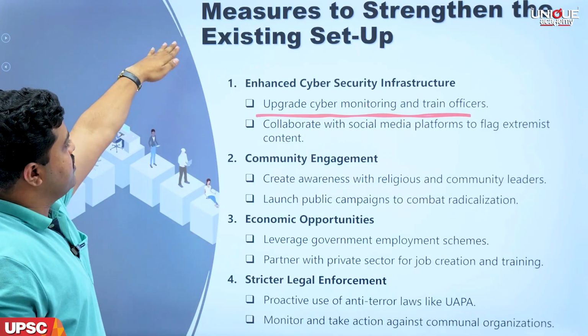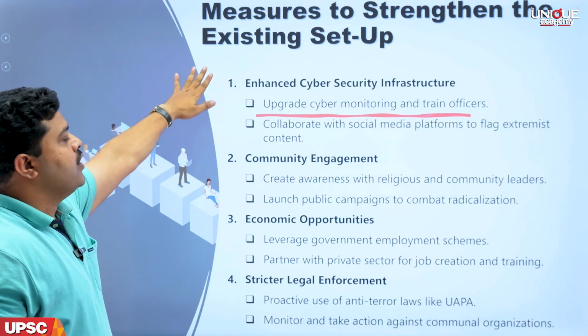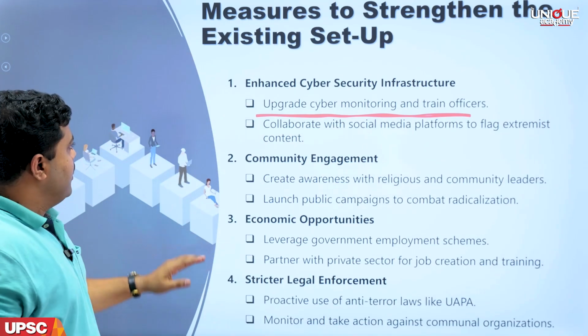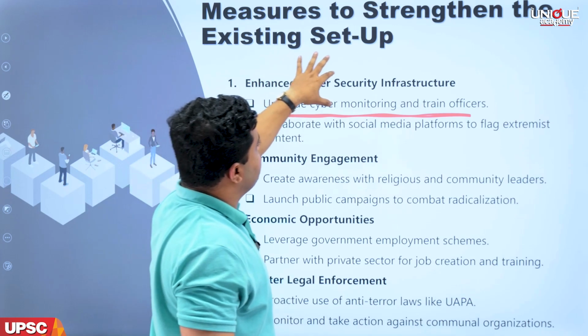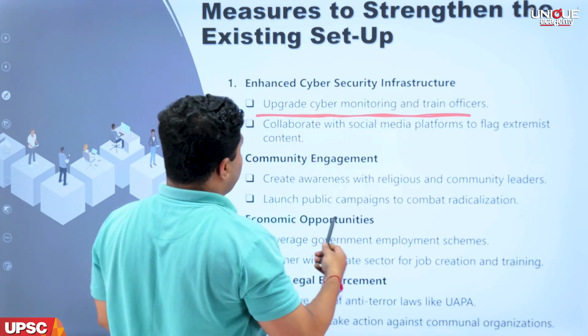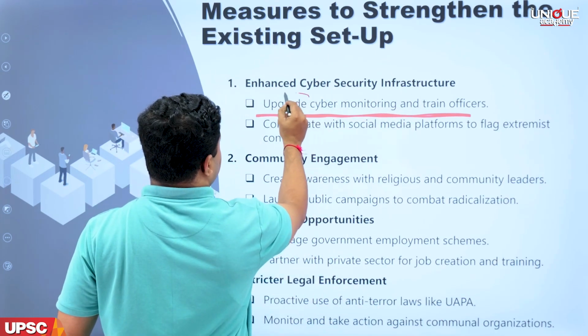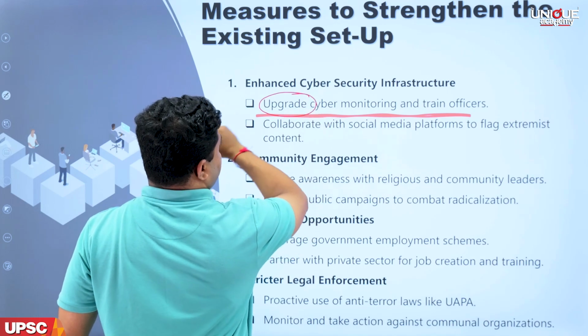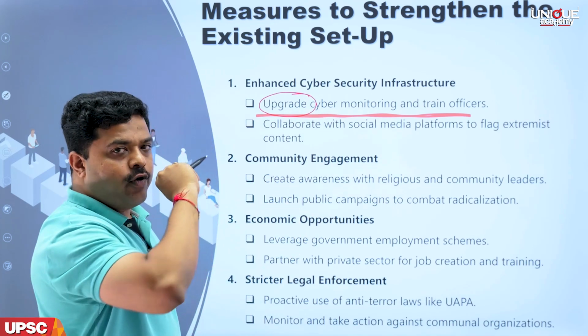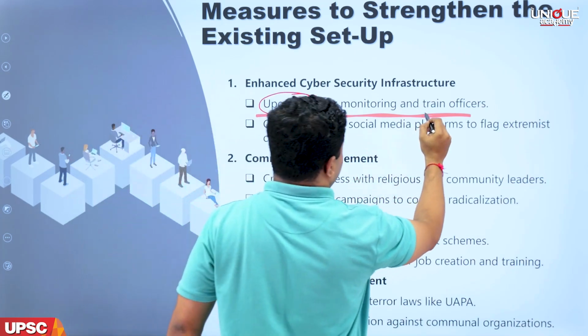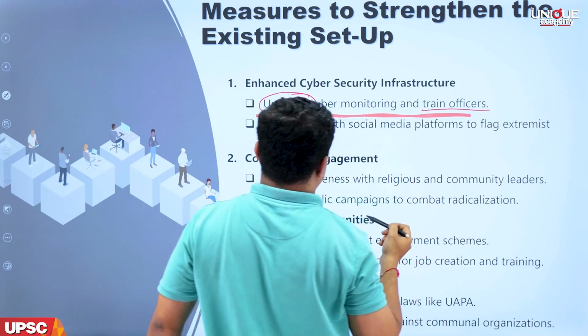Now what are the measures to strengthen the existing setup? So ये systemic है सब, ठीक है. इसमें पहला है एनहांस साइबर सिक्योरिटी इंफ्रास्ट्रक्चर. तो उसके लिए क्या होना चाहिए? अपग्रेडिंग दी इंफ्रास्ट्रक्चर. ओके, एंड फॉर दैट ट्रेन द ऑफिसर्स हु आर इन्वॉल्व इन साइबर सर्वेलेंस.